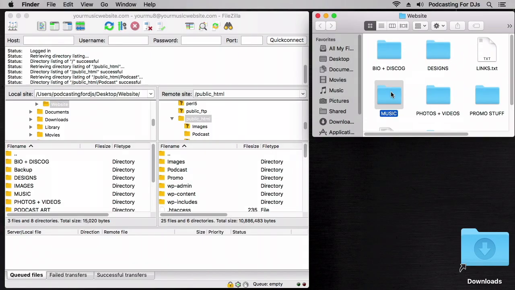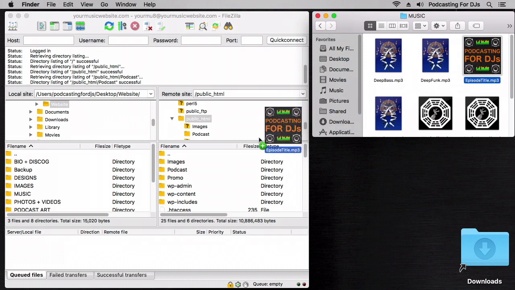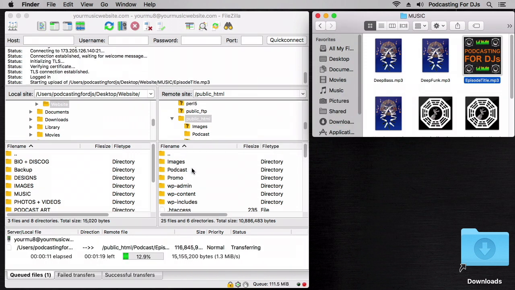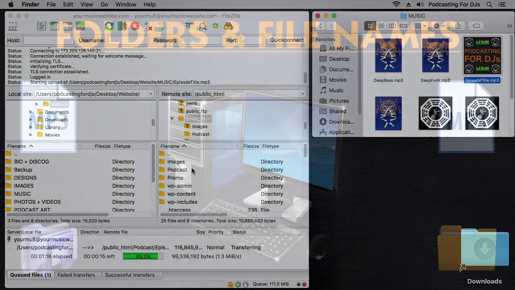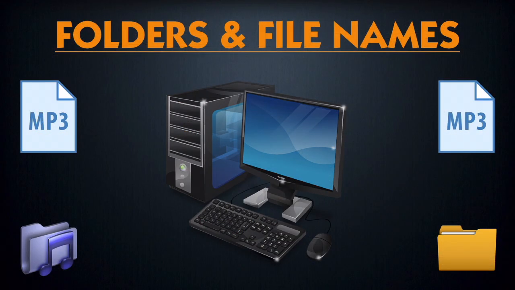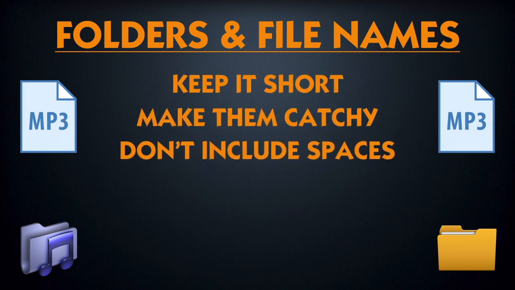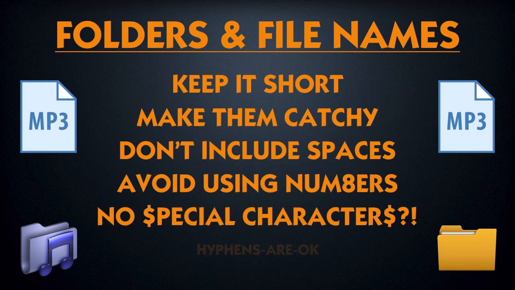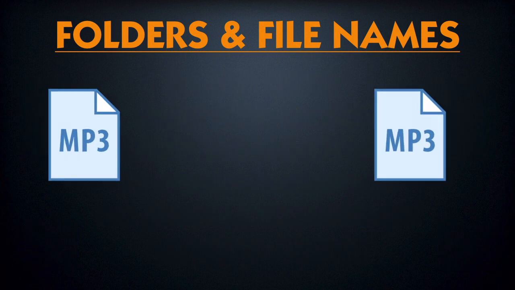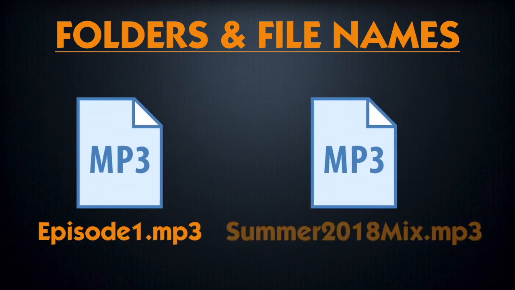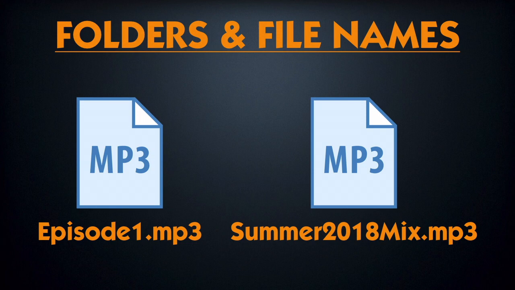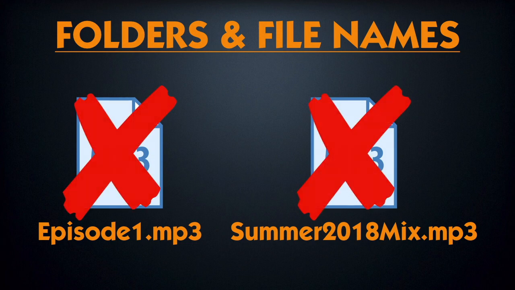When you have an MP3 file ready to go for your first episode, upload that to your podcast folder with FileZilla or whatever FTP program you've been using for your website. In the first half of the kit, we talked about how important it is to make sure that your folders and file names are short, catchy, and don't use any spaces, numbers, or special characters other than maybe a hyphen. You can name your MP3 file Episode 1 or Summer 2018 Mix if you really want to, but it's better to try and think about it more strategically.